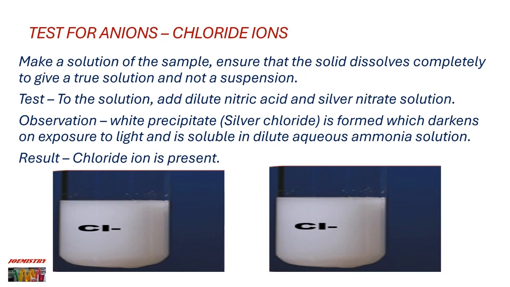Test for anions, chloride ions. Make a solution of the sample. Ensure that the solid dissolves completely to give a true solution and not a suspension. Test. To the solution, add dilute nitric acid and silver nitrate solution. Observation. A white precipitate, silver chloride, is formed, which darkens on exposure to light and is soluble in dilute aqueous ammonia solution. Result. Chloride ion is present.